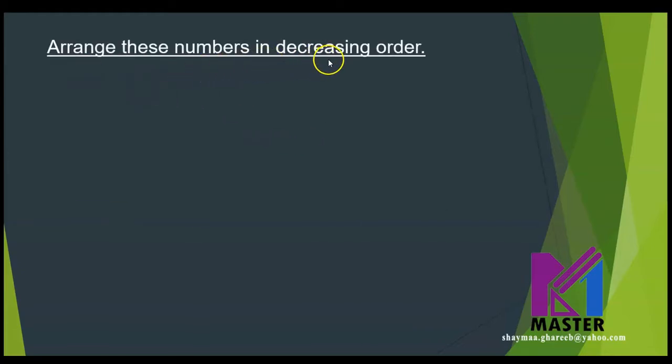Arrange these numbers in decreasing order, and decreasing means we are going to start with the biggest number. And we can also say descending order. So decreasing order and descending order both have the same meaning.